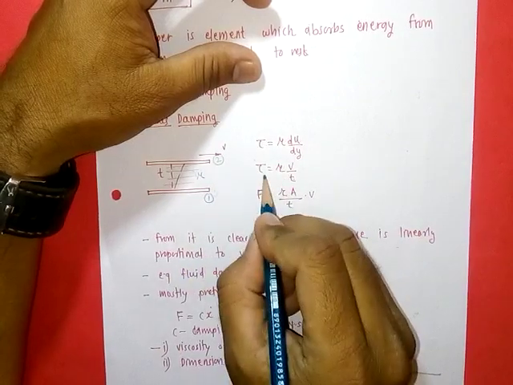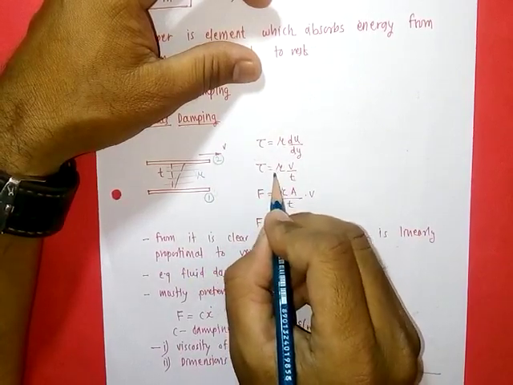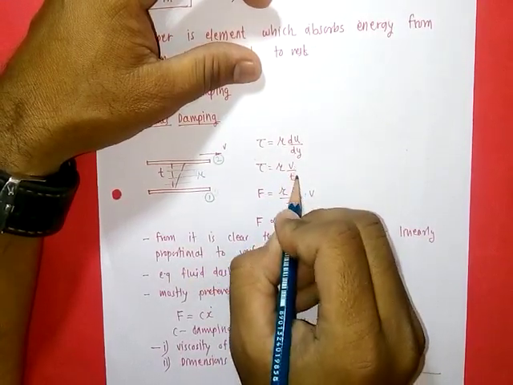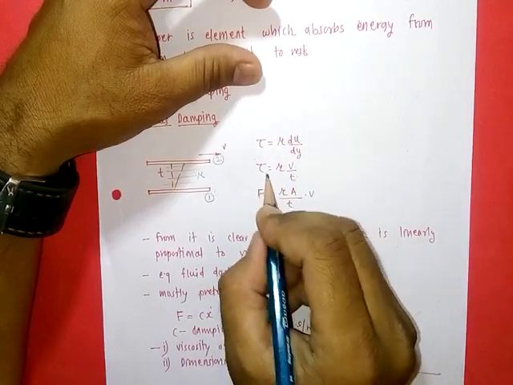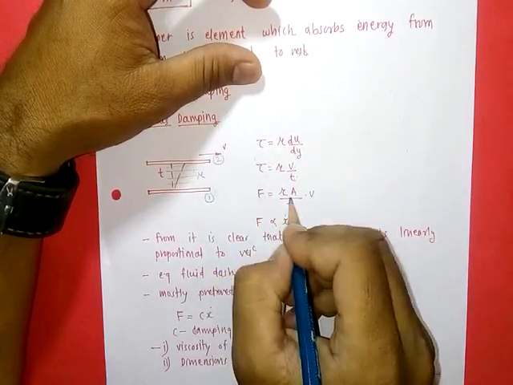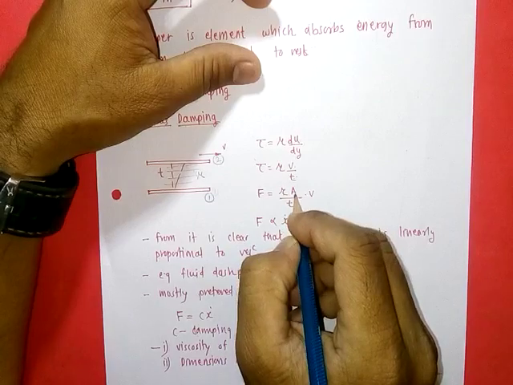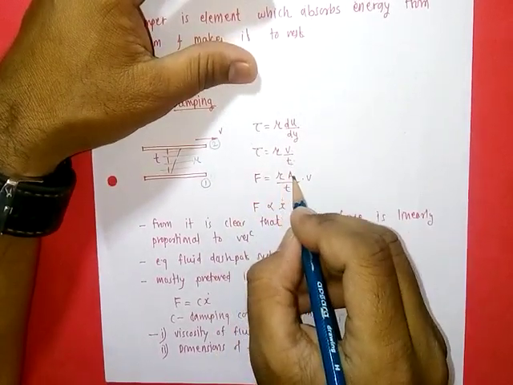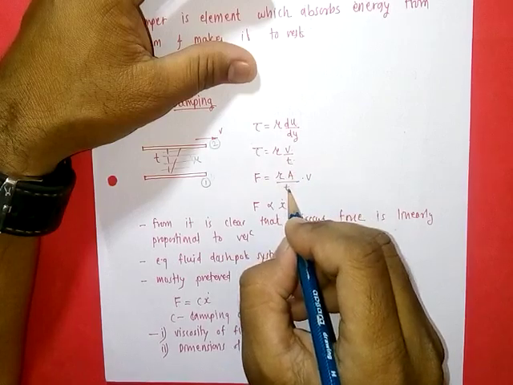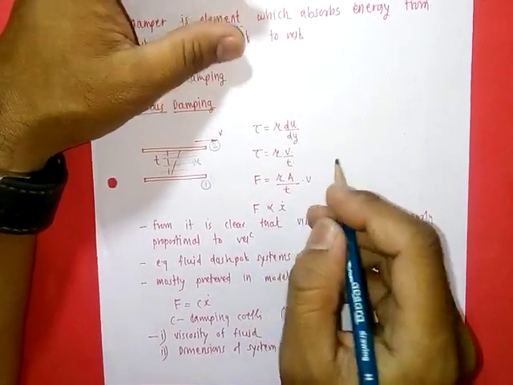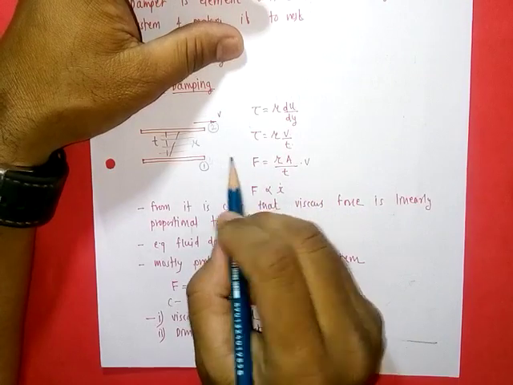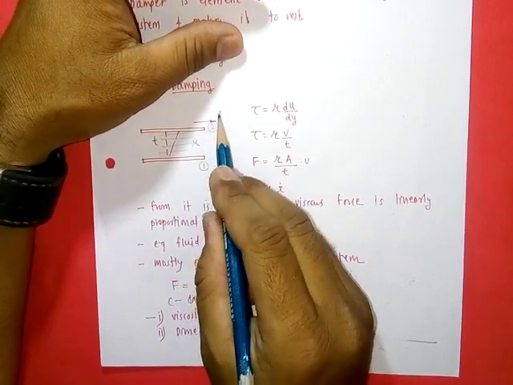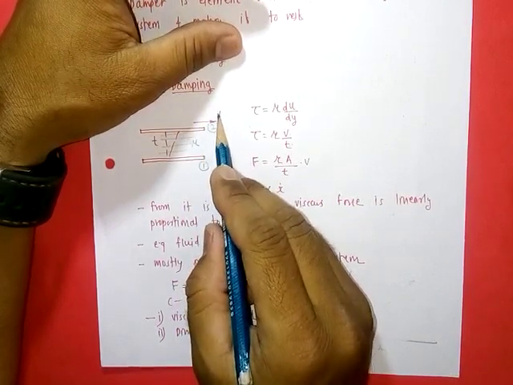So here we have tau is equal to mu v upon t. This is the shear stress. To find the shear force, we have to multiply it by area A. Then our equation becomes shear force is equal to mu A upon t into velocity v. This shear force opposes the movement of this plate.